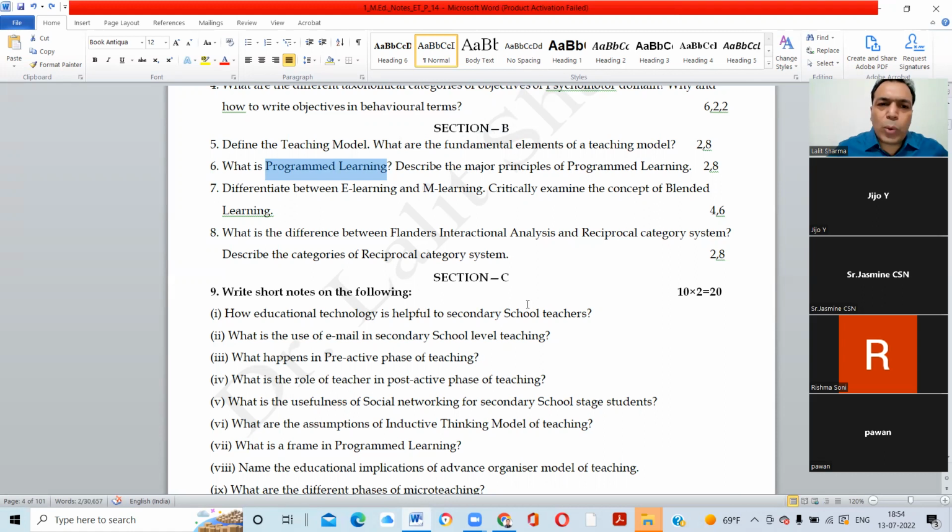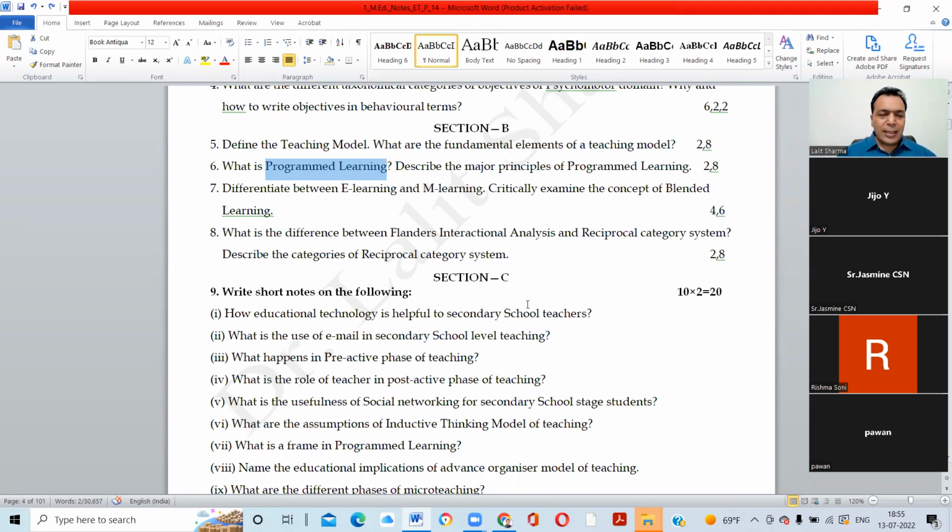So what is basically programmed learning? It is an instructional method, an instructional approach for individualized learning, right? This is programmed learning basically, based on the concept of operant conditioning, right? In programmed learning, we make small frames, and the student has to go through them. This is self-paced learning. Individualized learning, you can say in one line.